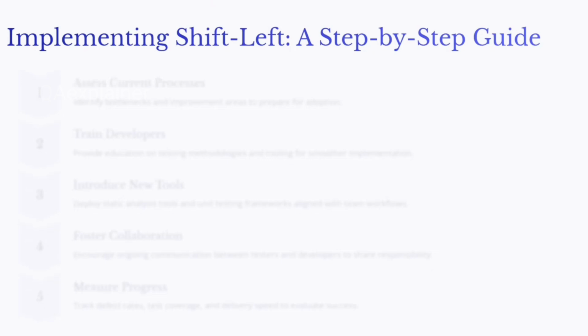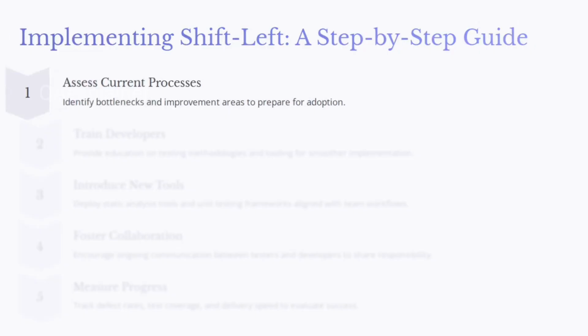Now, how can we implement shift left testing? I will give you a step by step guide. First thing is assess the current process. We need to identify the bottlenecks and the areas we need to improve, and that will help us prepare for the adaptation.